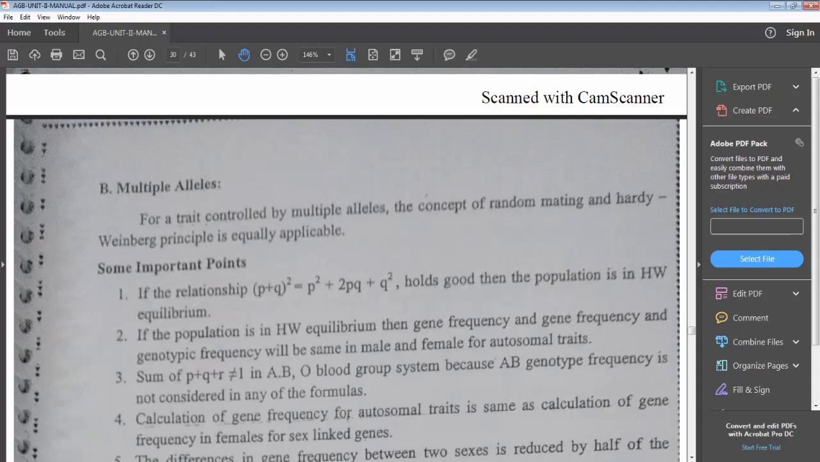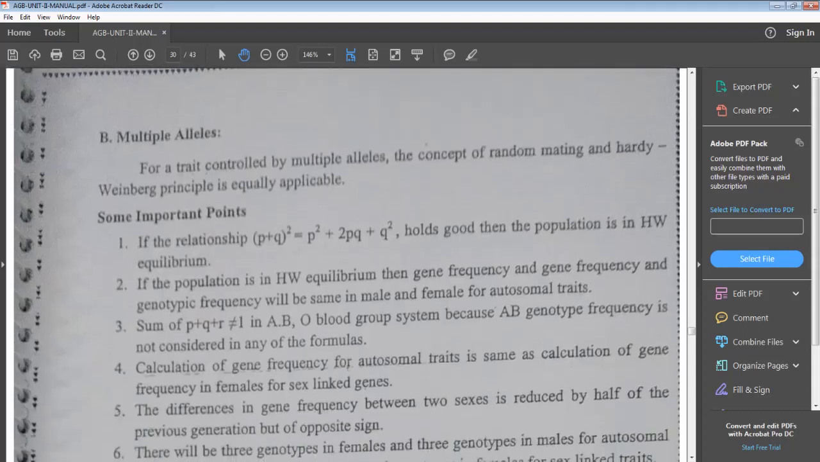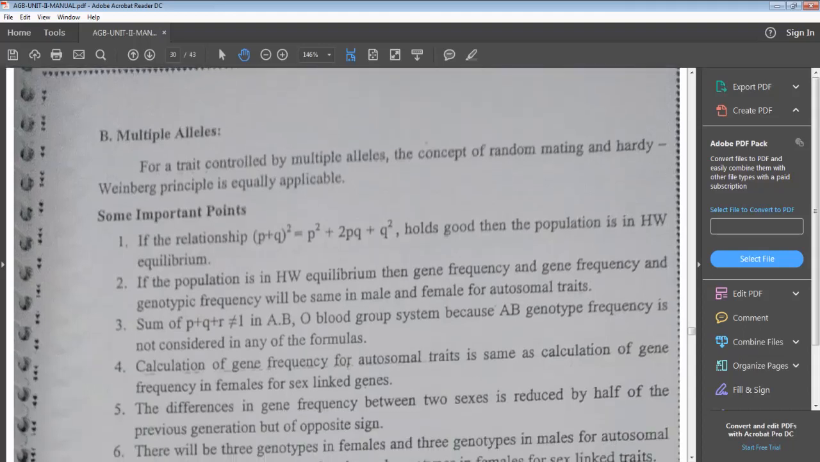Multiple alleles also follow the Hardy-Weinberg principle, but to follow it completely, these genes have to be in a random mating situation.